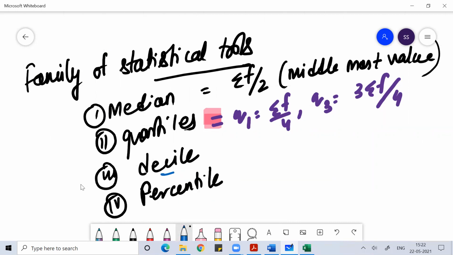Decile, what is decile? Decile is 1/10 of the data. Median was the middlemost value, 50% of data. Quartile was 1/4 of the data.